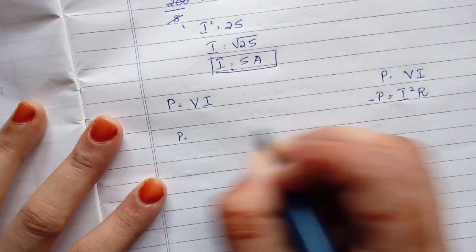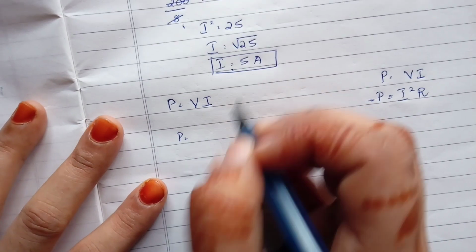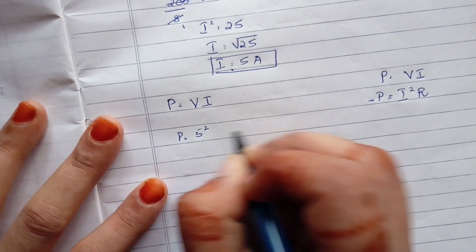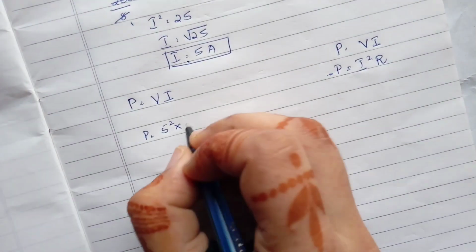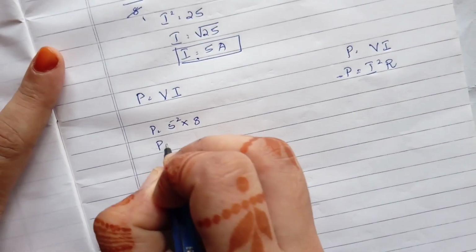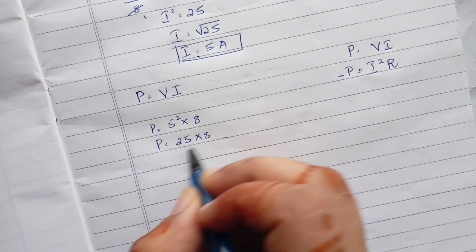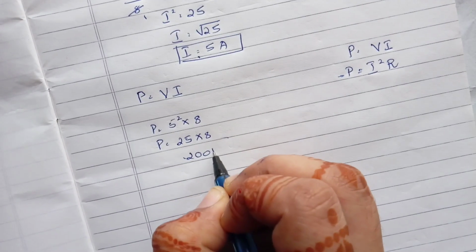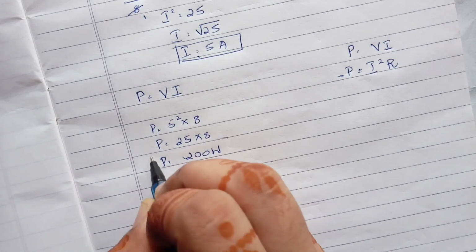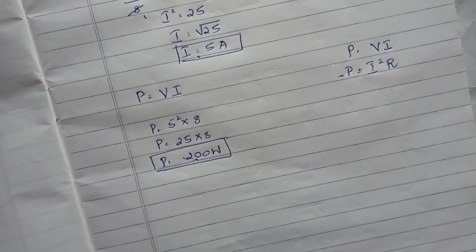So now P is equal to my I square. My I value, just now I have found out, it's 5 square, into my R. R is already given to me and it's supposed to be 8. So 5 fives are 25 and 25 eights are going to be 200. The unit of P is watts. Okay, so my P is down here.